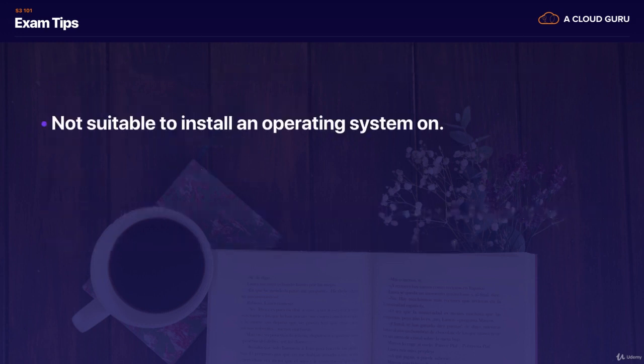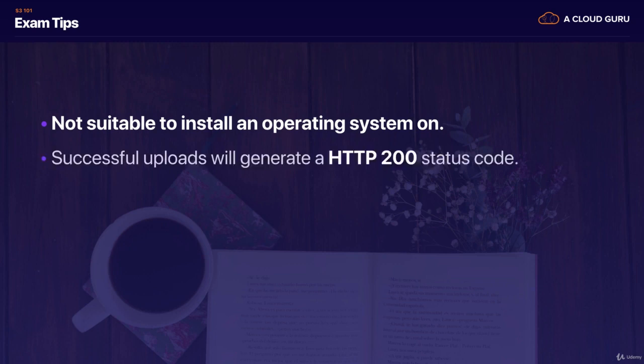Moving on, just remember that S3, because it is object-based, is not suitable to install an operating system or a database on. That's not that type of storage. For that, you will want block-based storage. This is object-based storage, so essentially, it's only used to store files. You're not going to install an operating system on S3, and you're not going to use it to host a database. And when you successfully upload an object to S3, you're going to get an HTTP 200 status code.